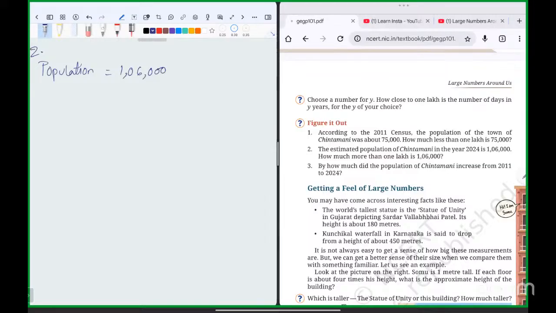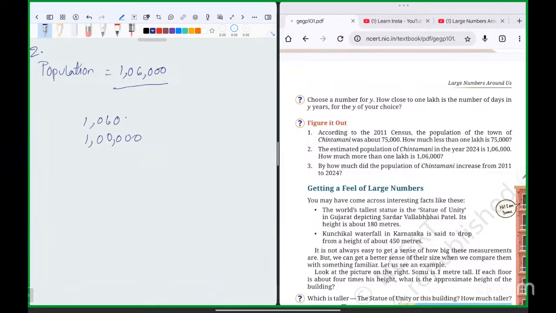How much more than 1 lakh is 1 lakh 6,000? In the previous question, they asked how much less than 1 lakh is 75,000, because 75,000 is automatically less than 1 lakh. Now, because the population has increased more than 1 lakh, we must find how much more than 1 lakh is 1 lakh 6,000. So the reference number is the same, 1 lakh. But since they have asked how much more than 1 lakh is 1 lakh 6,000, it indicates that 1 lakh 6,000 is the greater number between these two.